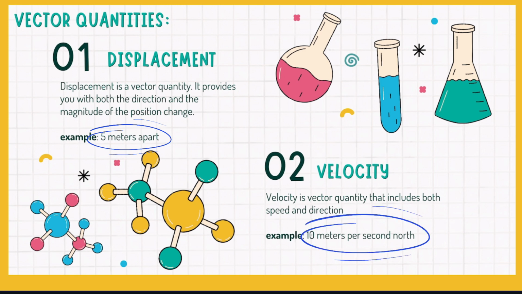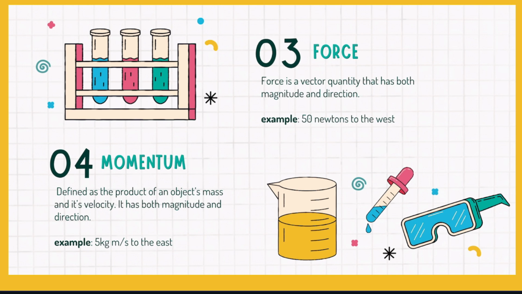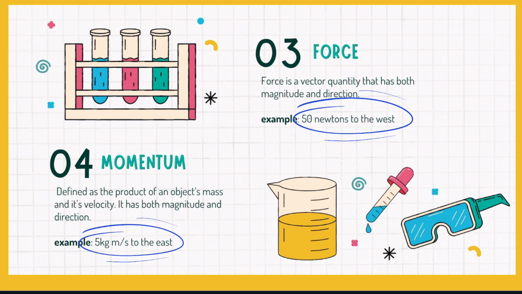Let's proceed. Force. Force is a vector quantity that has both magnitude and direction. For example, 50 newtons to the west. And last, momentum. Momentum is defined as the product of an object's mass and its velocity. It has both magnitude and direction. For example, 5 kilogram meter per second to the east. That's all.